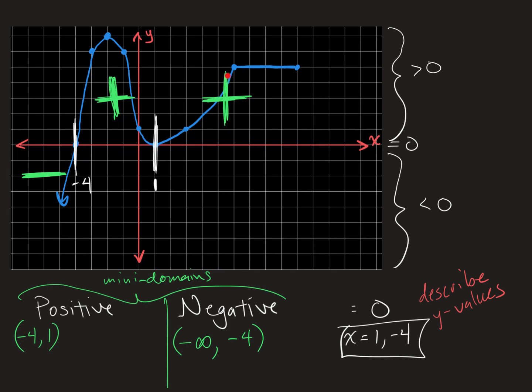But we have another interval here, right? From 1 all the way over to 10, where the graph stops. This is also positive. So 1 to 10. Oh, we've got two intervals here. Join them together with a union. And there are your answers for where the graph is positive or negative.